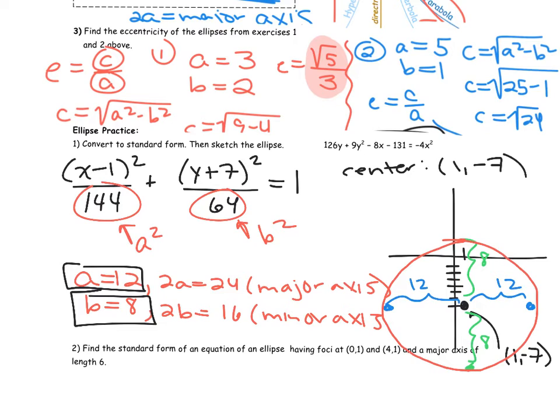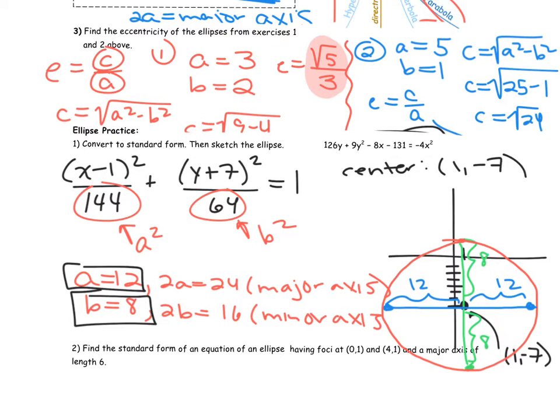Okay, so that's my rough sketch of my ellipse here. We have it centered at 1, -7. We know the minor axis is 16, so this entire length from here to here is 16. We know the major axis has a total length of 24. Again, it's just a sketch. And we are done. Let's move on.